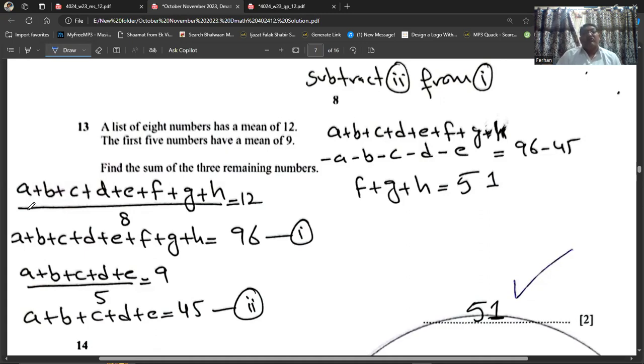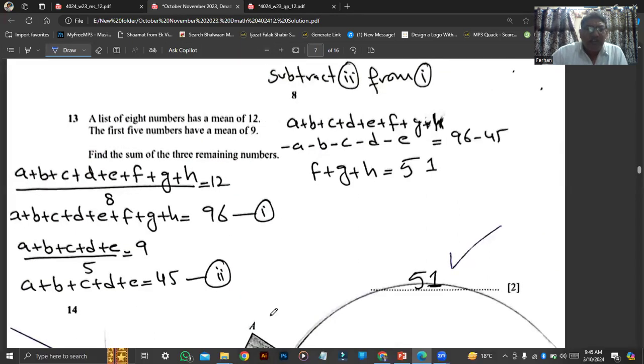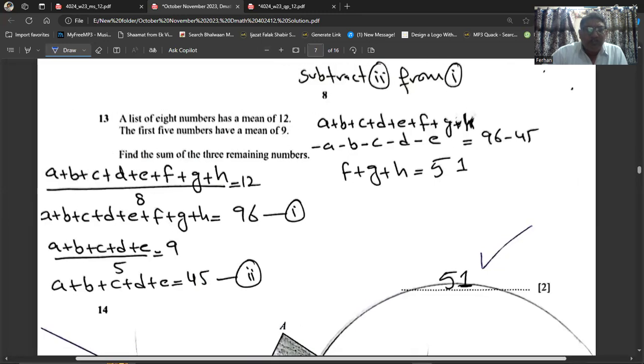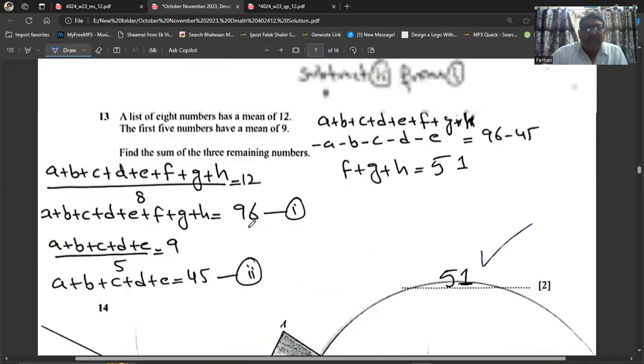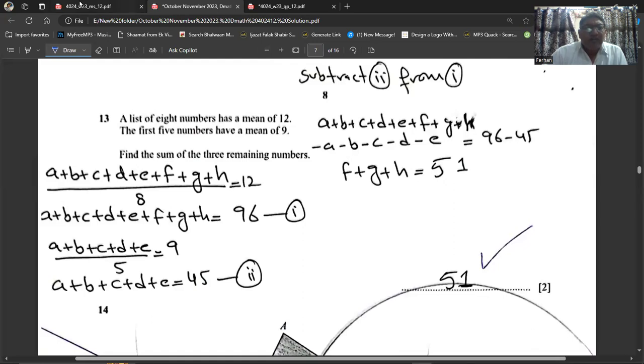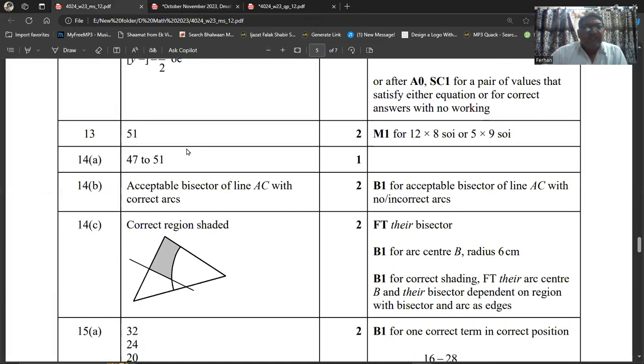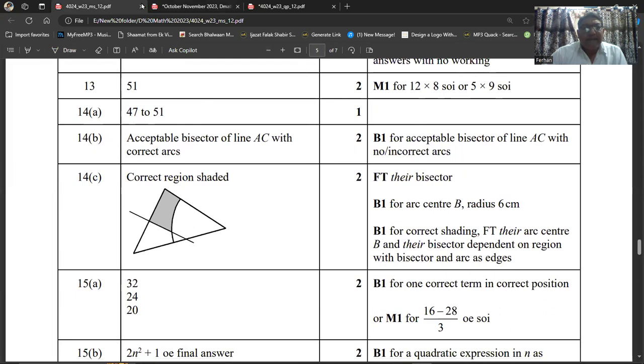So if you subtract the sum of the 5 numbers from the sum of the 8 numbers, the remaining will be the sum of the 3 numbers. So you will have F plus G plus H equals 51. So here you can see I have subtracted them. Hopefully a little bit tricky, but not that much. I hope you understand. Okay. 51 is the answer, sir. Yeah, the answer is right.